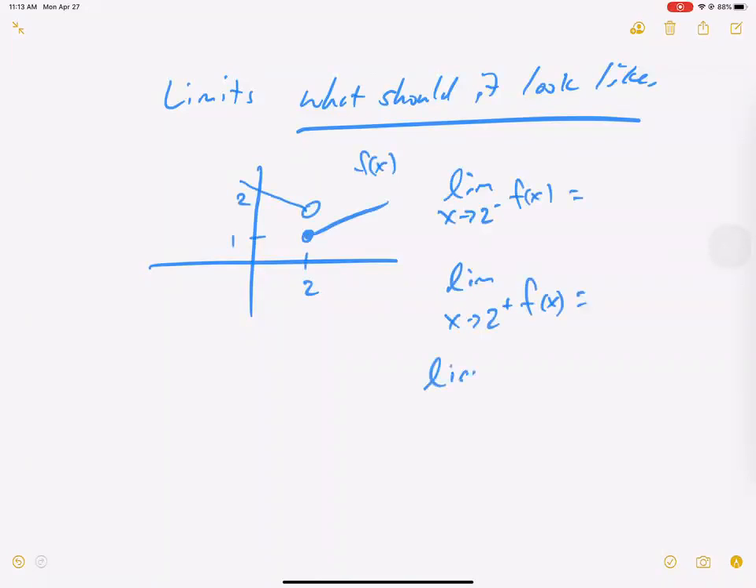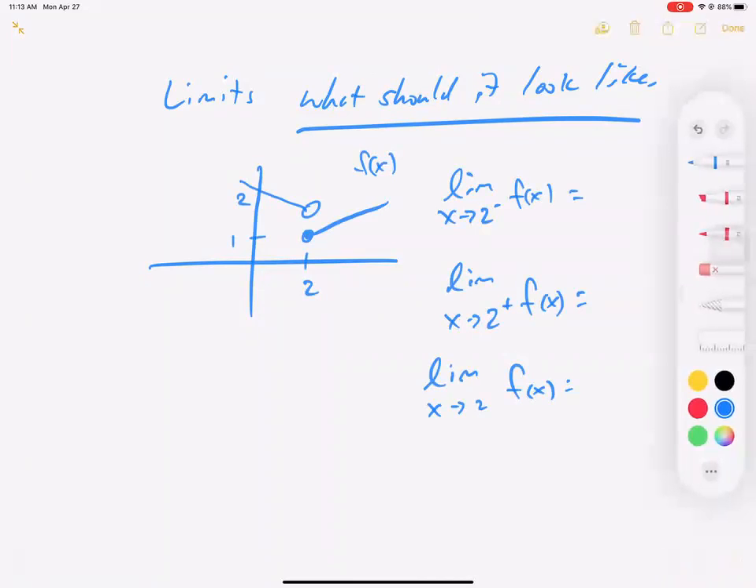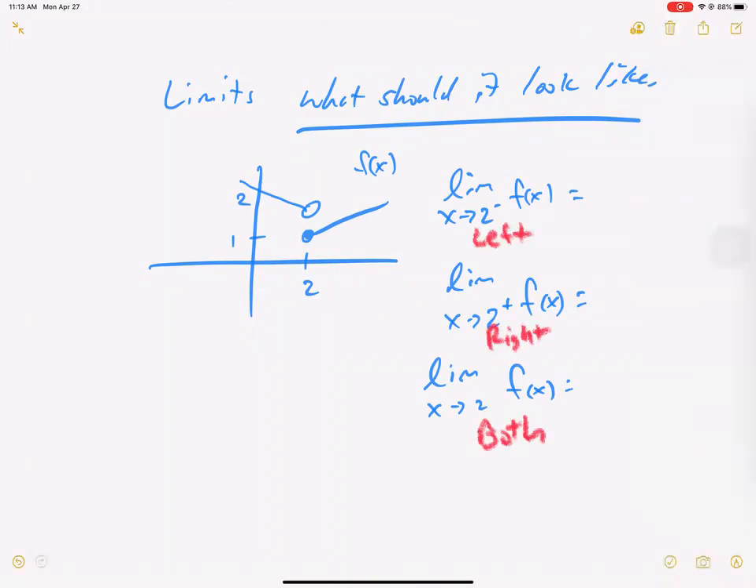And what's the limit as x approaches 2 of the function? So we look at this problem and we say, what is the meaning of the 2 negative? And we mentioned before, this is just another fancy way of saying left, and this is saying right if it's a plus sign. And if there's no sign, it means from both sides. So from the left side, looking at the graph, as I approach 2, I'm not going away from 2, I'm going toward 2.